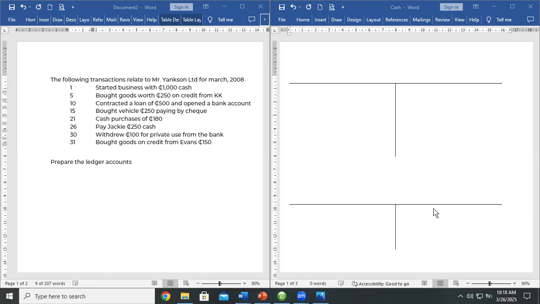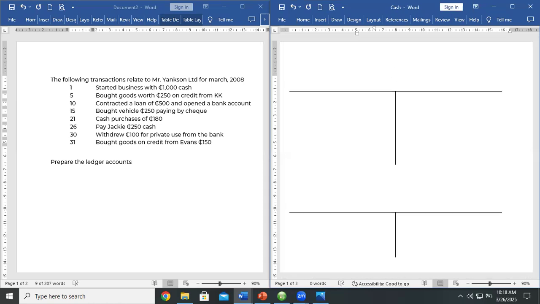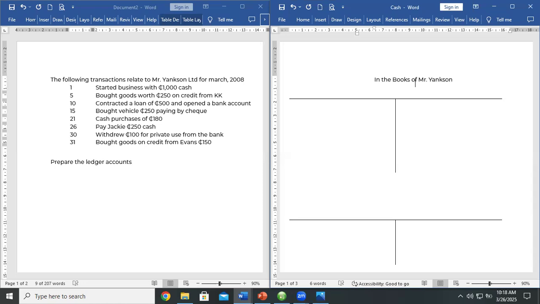Okay, so let's begin. So the first transaction is, well, it's always important you write the name of the business. So here we have to acknowledge that the information relates to Mr. Youngson Enterprise. So you need to put down the name of the business. Or you can simply say in the books of Mr. Youngson. And during exams, you are awarded marks for noting the name of the business. So please, it's a bonus mark you can earn for yourself on a silver platter.